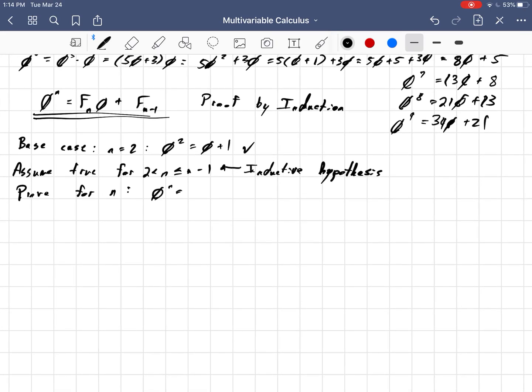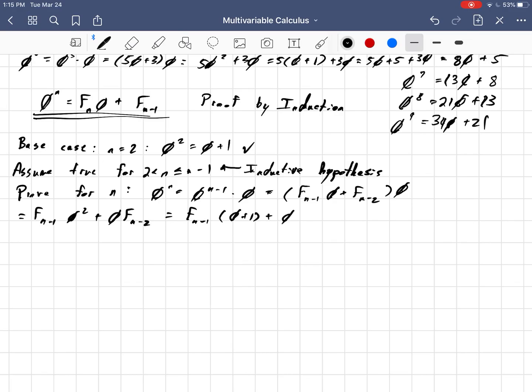So we know that phi to the n, I want to break this down into phi to the n minus 1 times phi. And we know by the inductive hypothesis that phi to the n minus 1 is f sub n minus 1 phi plus f sub n minus 2, times phi. And so this is f sub n minus 1 phi squared plus phi f sub n minus 2, which is f sub n minus 1 times phi plus 1 plus phi f sub n minus 2, which is phi f sub n minus 1 plus f sub n minus 1 plus phi f sub n minus 2.